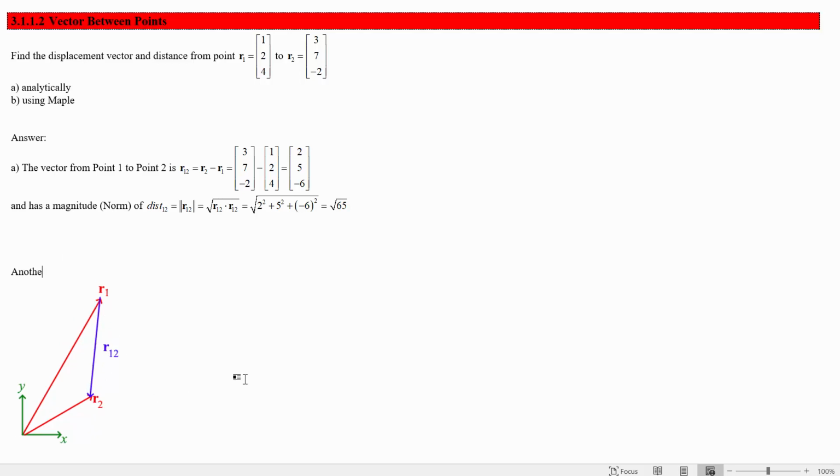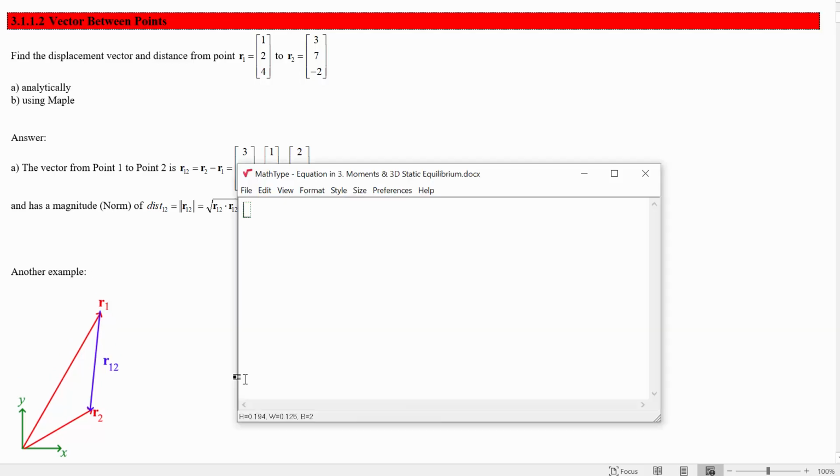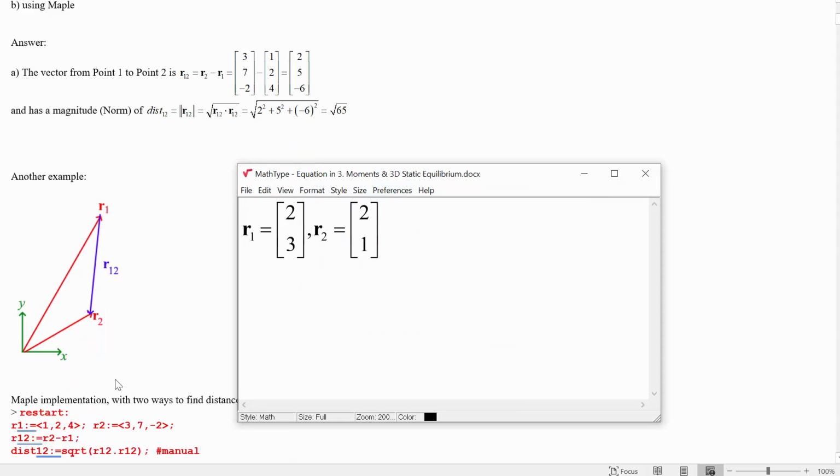So, another example, in 2 dimensions: R1 equals 2, 3, and R2 is equal to maybe 2 and just a 1, right? This is pretty rough. Actually this goes slightly more to the right than that, so maybe we'll make it like a 2.1.